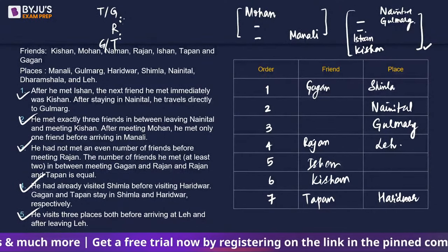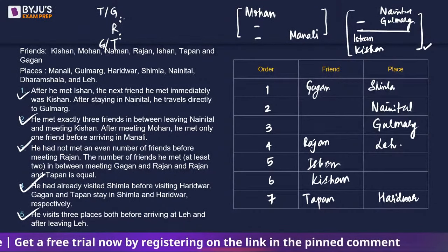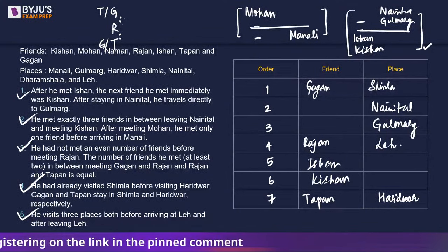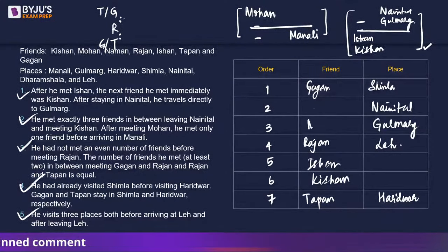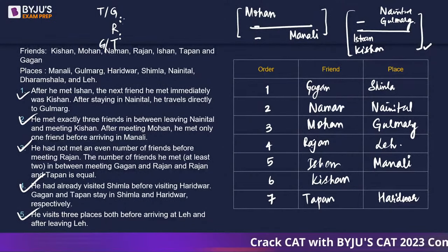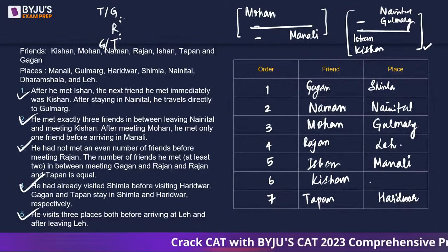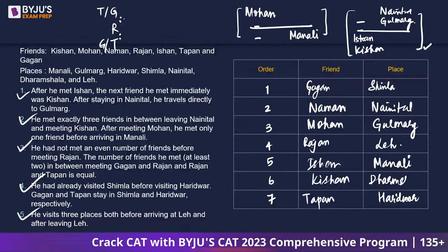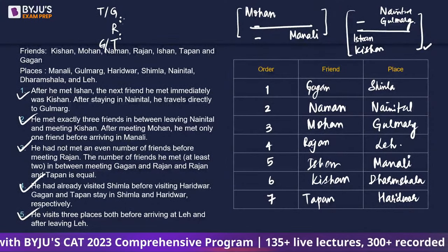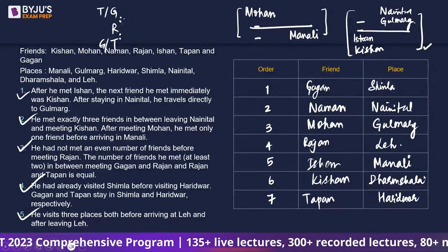After these 4 there is a gap of one, that's Rajan, and then you have 2 more people. Next we have is Mohan, a gap and a Manali. If I put Mohan here, Manali is already taken. If I put Mohan in the next, there is going to be a gap and this is going to be Manali. There is only one person's name left, which is Naman, and there is only one particular place left, which is Dharmshala. Right? So pretty straightforward.